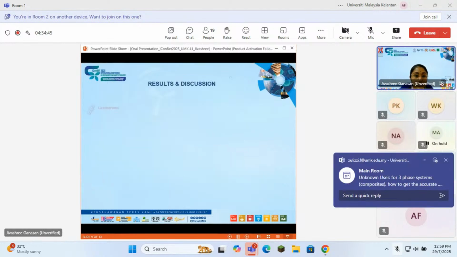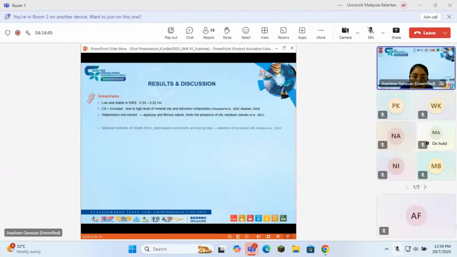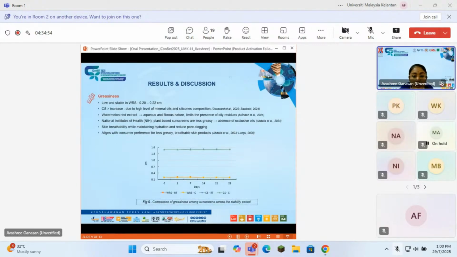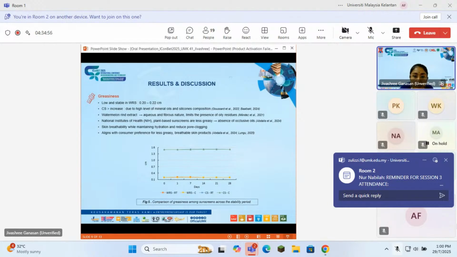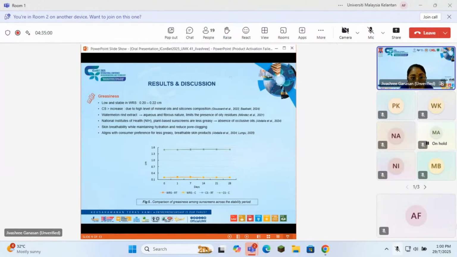And lastly is the greasiness. Greasiness is also an important preference for commercial sunscreen. As I developed the watermelon rind sunscreen, it showed a low and stable greasiness of 0.20 to 0.22 centimeter throughout the stability period, which is just 0.02 centimeter variance.